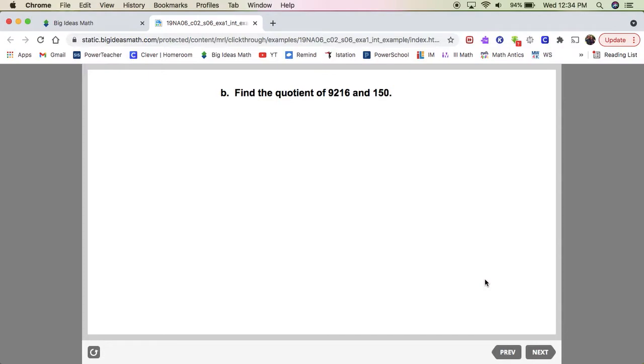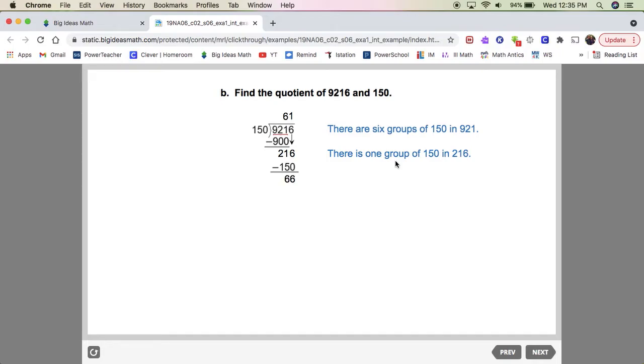All right. Moving on to a problem that does have a remainder. I'm going to tell you it has a remainder. 150 won't go into 9, it won't go into 92, but it will go into 921. You see that it'll go 6 times. 150 times 6 is 900. You subtract that, you have 21, which is less than your 150, so you know you're on the right track. You bring down your 6. You ask yourself, how many times will 150 go into 216? 1 time. So you say 1 times 150, you subtract that, you have a remainder of 66.